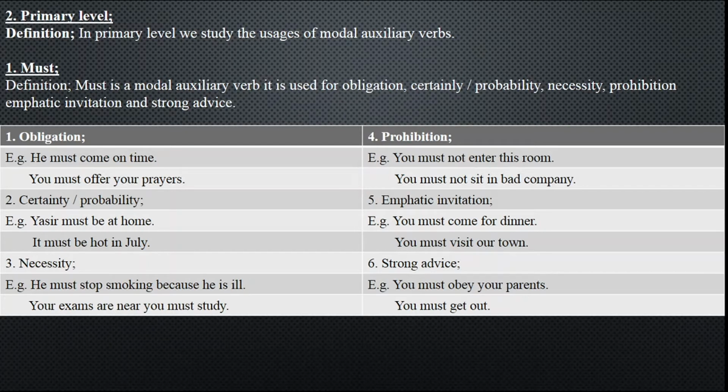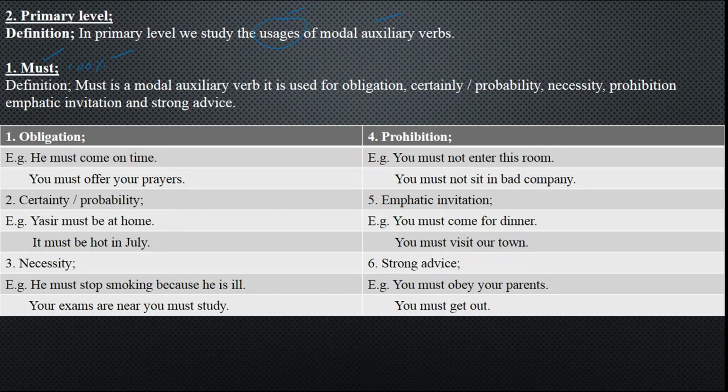In the primary level we study the usages of modal auxiliary verbs. How many usages does it have? So let's begin with the first modal auxiliary verb, that is must. Must is used for 100% of an action which is obligatory for a person to be done.